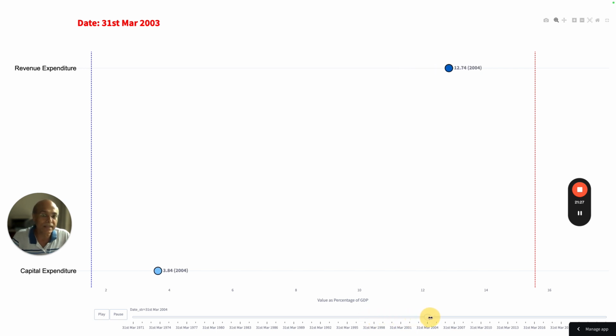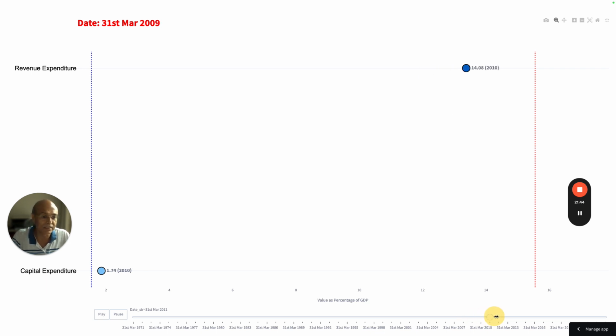Now, let me just drag this forward. See, the gap has been increasing, and it went very low in 2008, at the time when the global economic crisis was there. Our capital expenditure was 2.37% of the GDP and revenue was still around 12%.